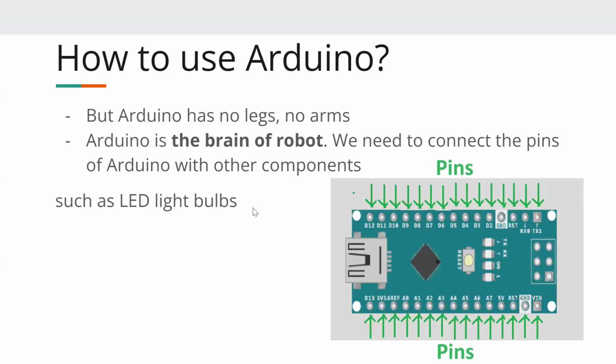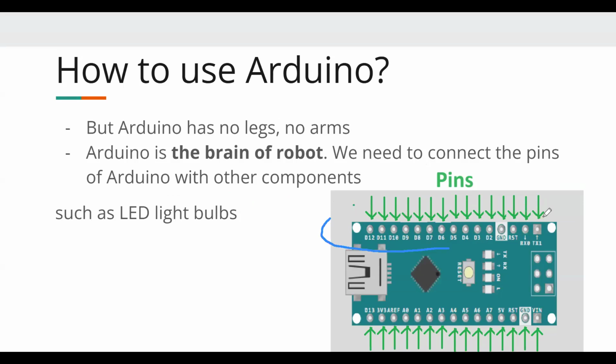Arduino is the brain of the robot. We need to connect the components to the pins. The pins are D1, D2, up to D12. And we have a 5V pin, a reset pin, and a ground pin. We can connect components to these pins, such as LED light bulbs.